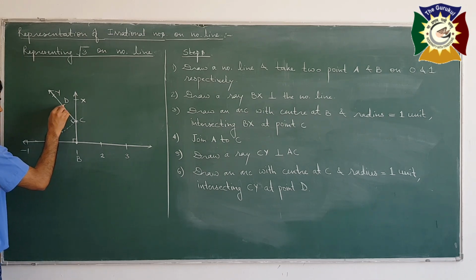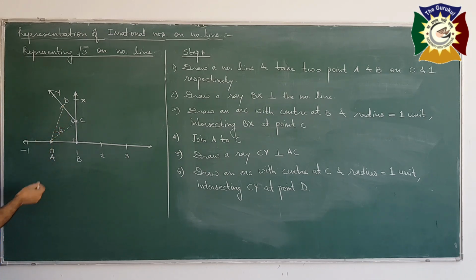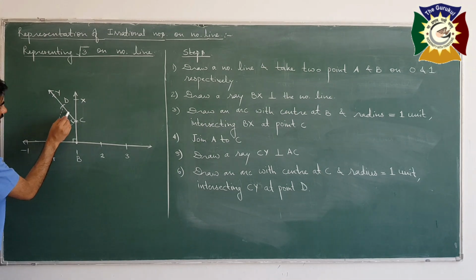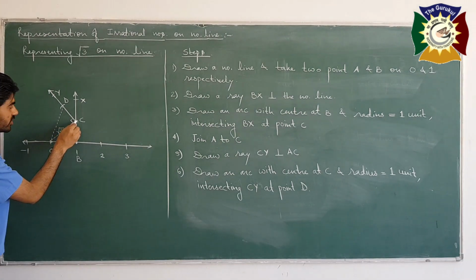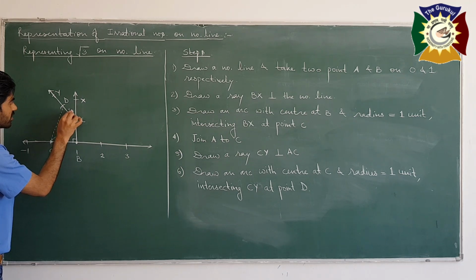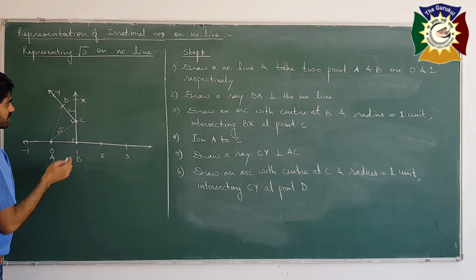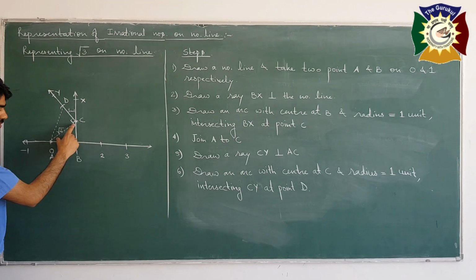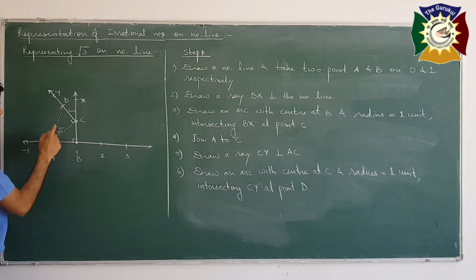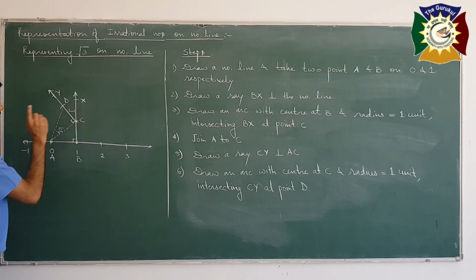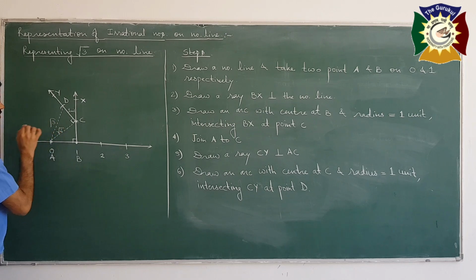Now if I join this D to A, look at this length AD. This length AC is root 2. This length CD is 1 unit because we have cut 1 unit only. If we apply Pythagoras theorem in this triangle ACD, AD will come root 3. It means the length of AD is root 3.